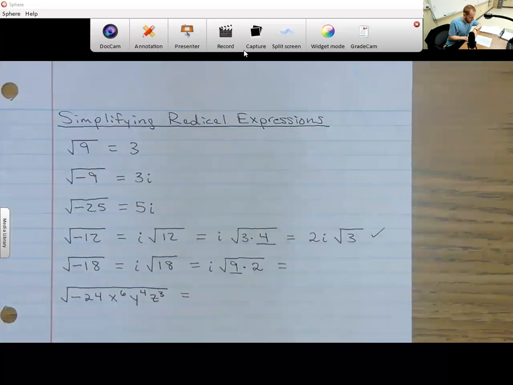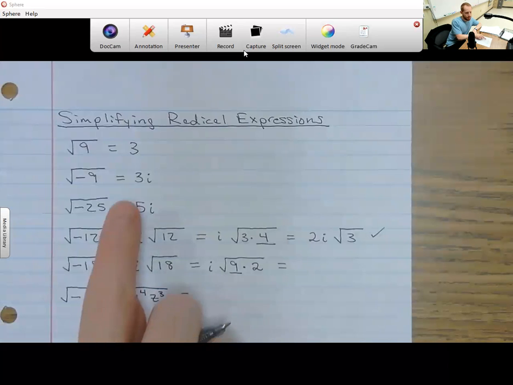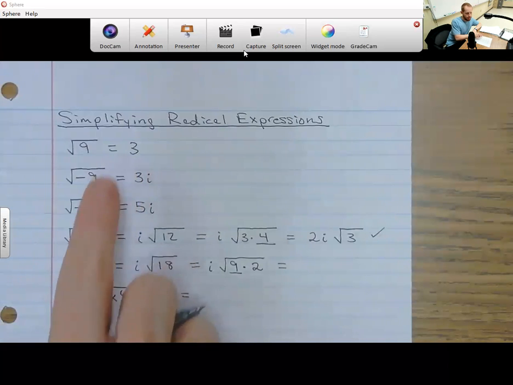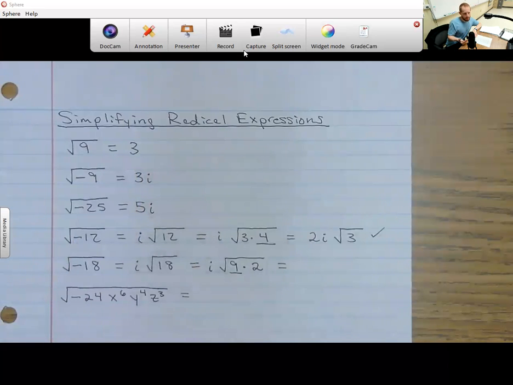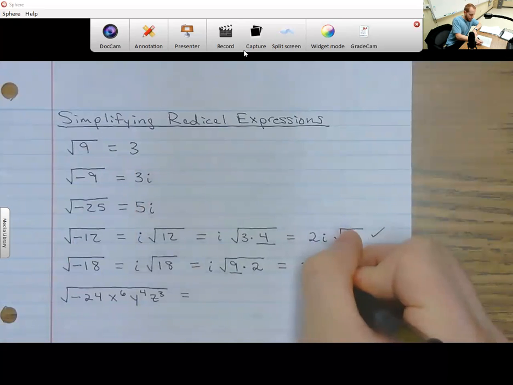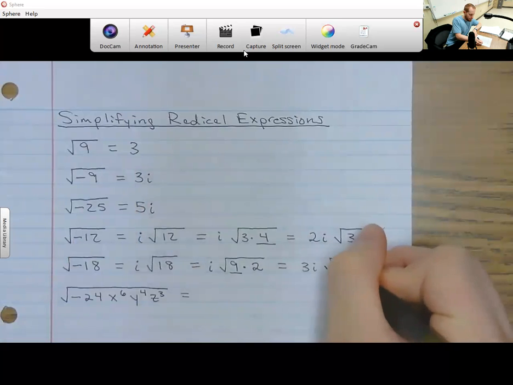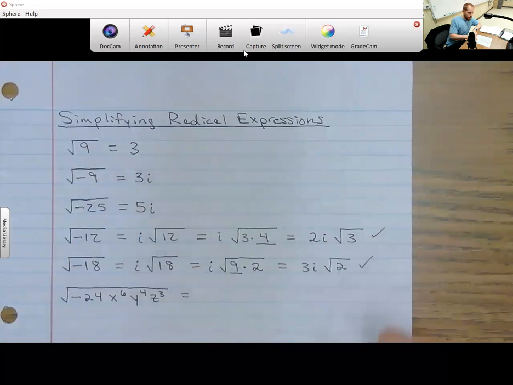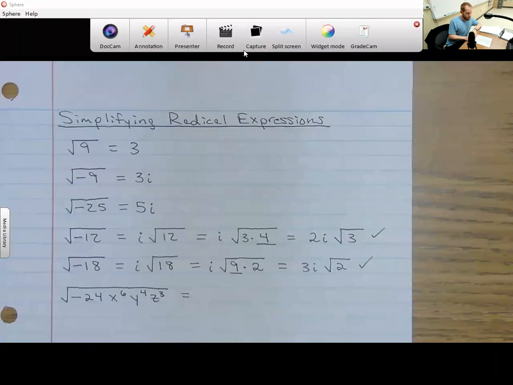Okay? So we know that 9 times 2 is 18. 9 is a perfect square. So what's the 9 going to come out as? It's going to come out as the square root of 9, right? And what is that? It's going to be 3. So the 9 is actually going to come out as a 3. And it's going to join the i on the outside, while the 2 remains on the inside. And that's it. Can't do any more.